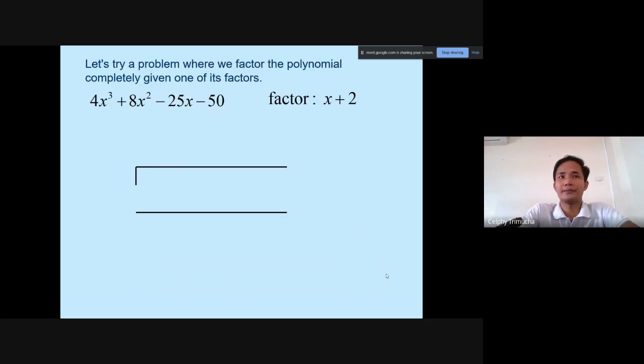Let's try a problem where we factor the polynomial completely given one of its factors. So now we will factor. So how can we do it?